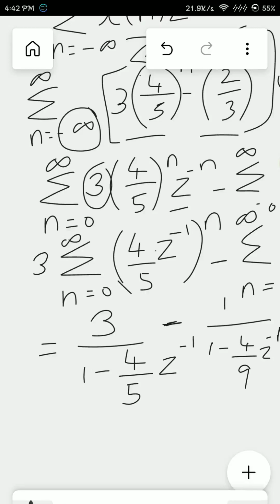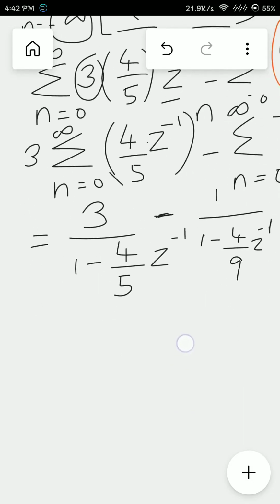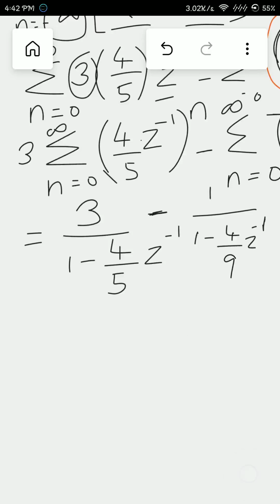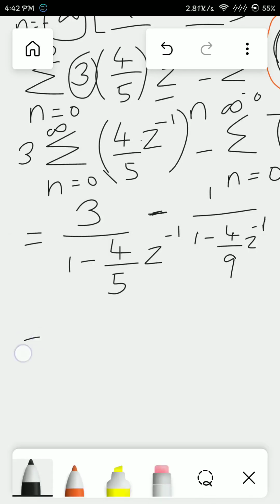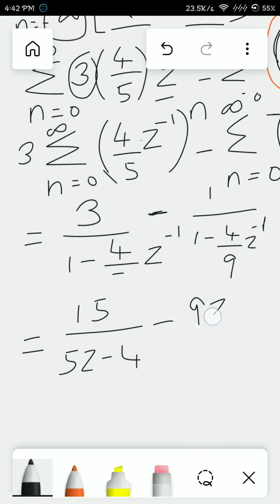Yes. So next I have to convert this into the form of z. If I convert this in terms of z, I am going to get 15 divided by (5z minus 4), minus 9z divided by (9z minus 4), I'm sorry, it is 9z minus 4. So this is what you are going to get.